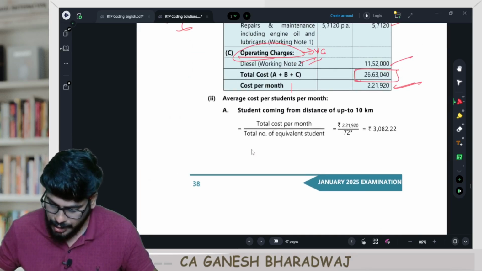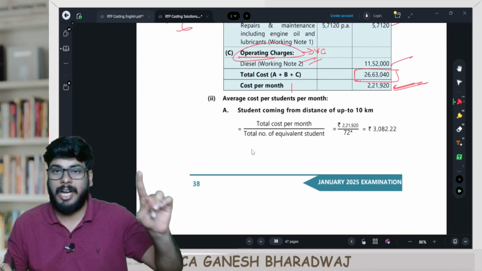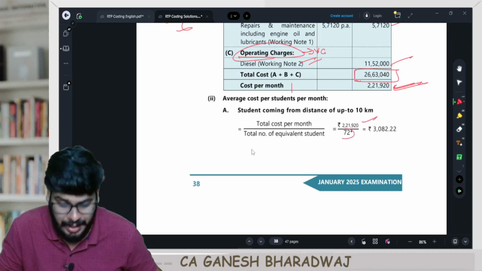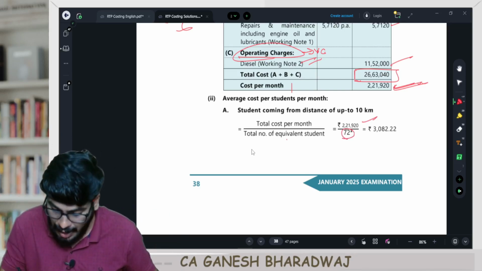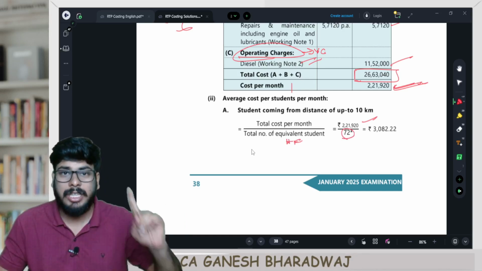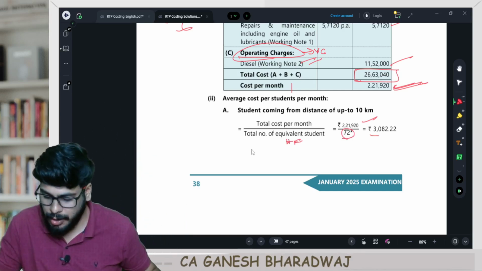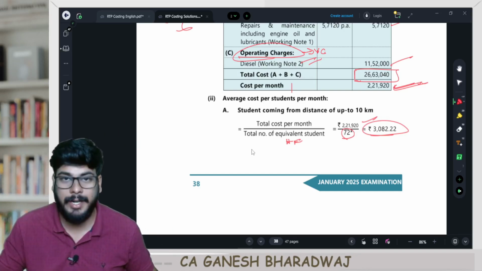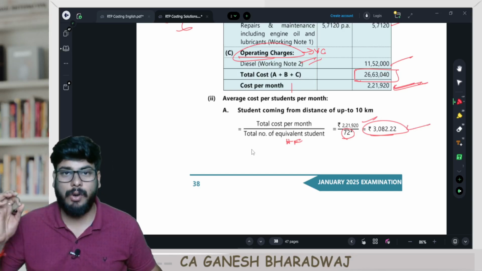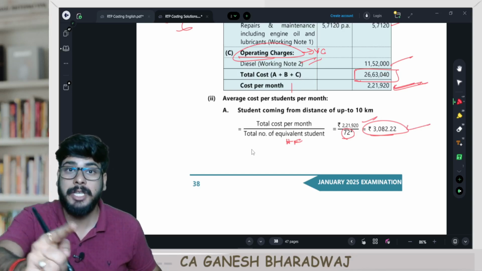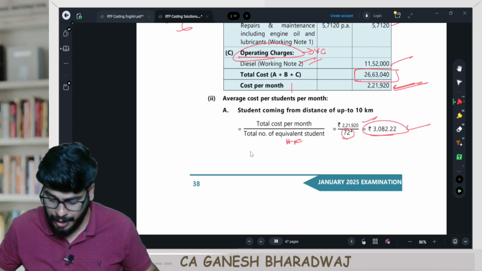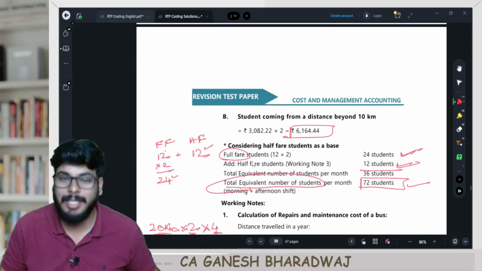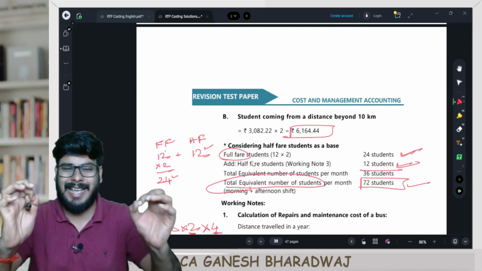Right? So now what I need to do, this monthly cost of 2,21,920, I need to recover it from 72 equivalent half fare students. So which means the cost per half fare student is how much? 3,082.22. So 2,21,920 divided by 72, that gives you 3,082.22. Are you clear with this? Which means from a full fare student, how much should I recover? It's going to be 3,082.22 into 2. That's going to be 6,164.44. Are you clear? As simple as that, guys.